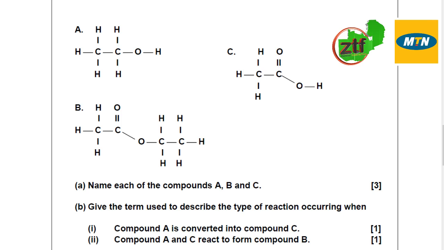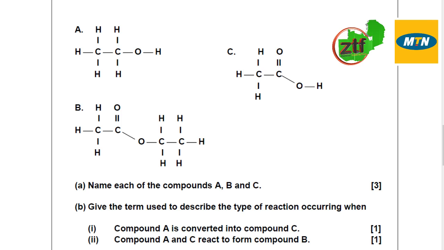Okay. For B, I'm not going to use the rules. That's an ester. So we recognize that this compound is an ester, just like you can see, this is an ester link.